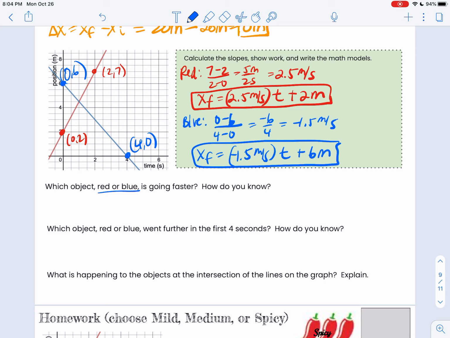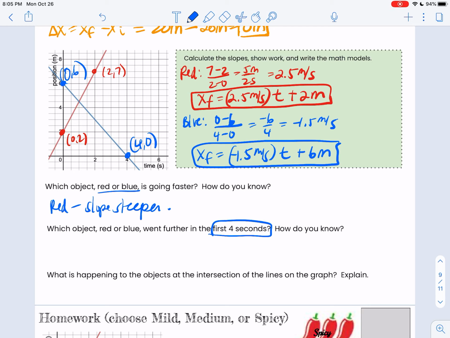Who's going faster, red or blue? Red is going faster because the slope is steeper. It's covering more distance every second, right? It's covering 2.5 meters every second, where blue is only going 1.5 per second.